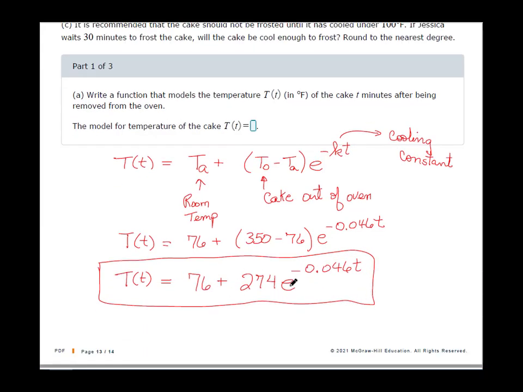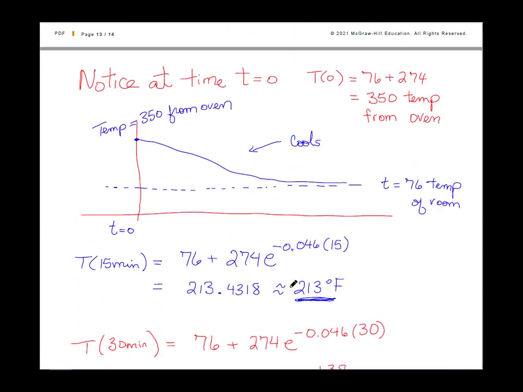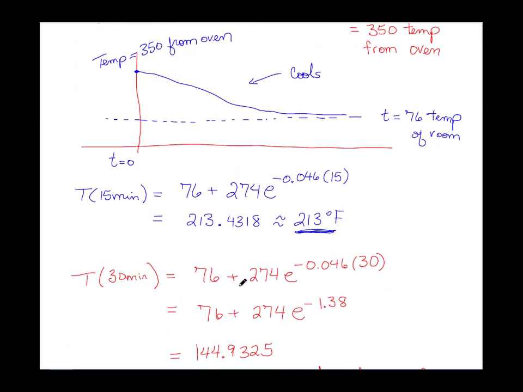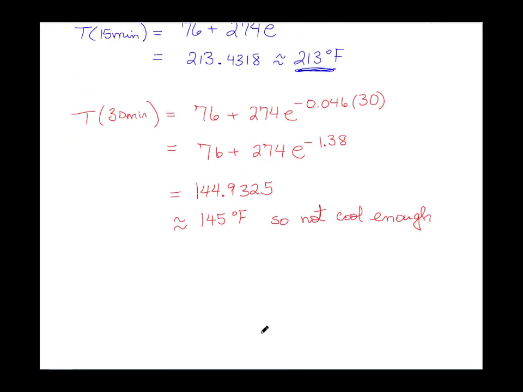All right, so there's my function that's going to give me the temperature at any time t. And this is t in minutes. All right, and so they wanted it at 15 minutes. So put in 15, grind through this calculation, and we're down to 213 degrees. After 30 minutes, put in 30, calculate again. We're down to 145 degrees. And that's not cool enough.